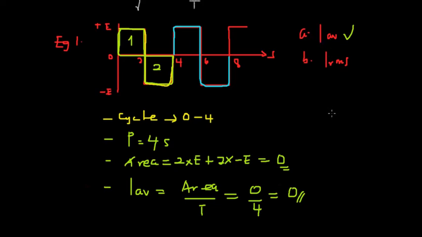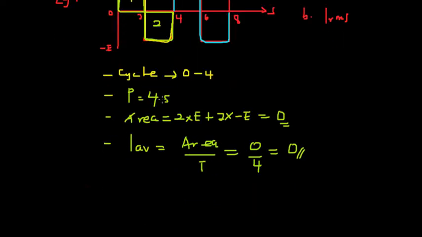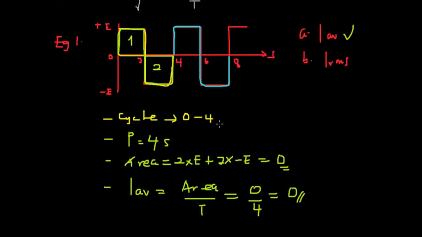Now let's move on to finding our root mean square. For root mean square, the same principle applies. You find your cycle. So our cycle is from 0 to 4.